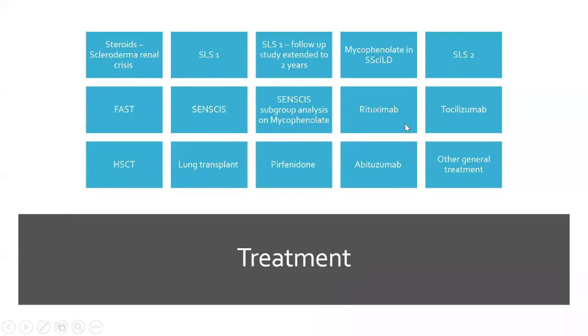Then there are newer, important options such as rituximab, tocilizumab, and other options which are uncommon in practice, and that includes hematopoietic stem cell transplant. And in the future, we will be looking at Scleroderma Lung Study 3, which is looking at pirfenidone and other drugs such as abatacept.